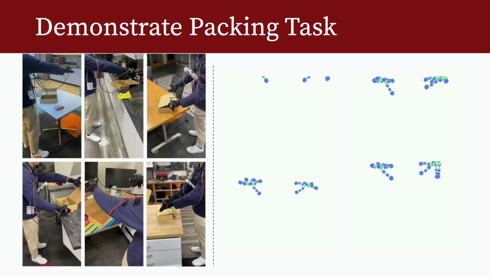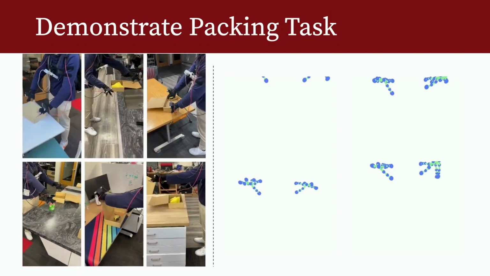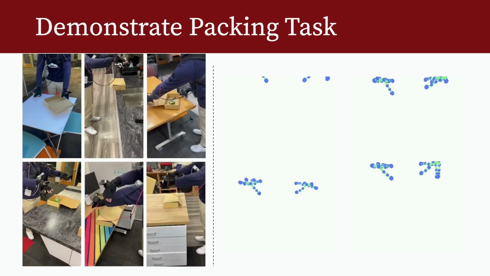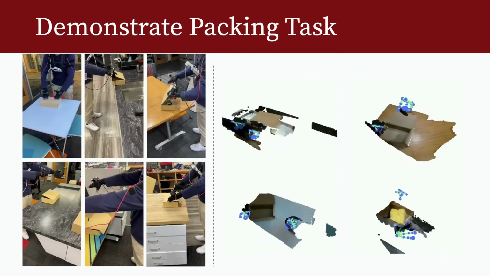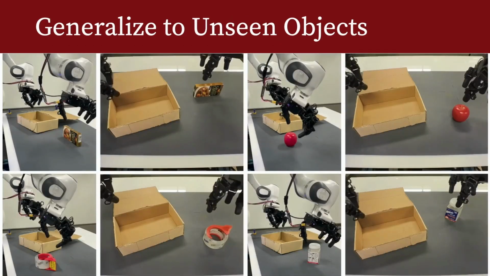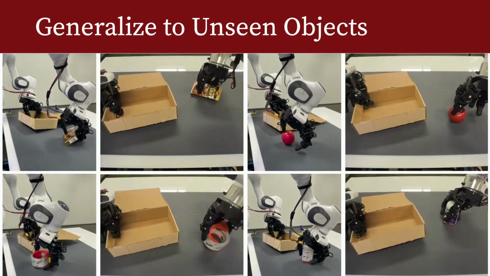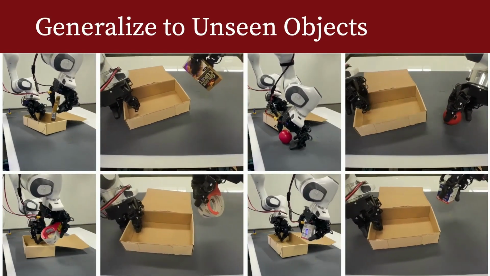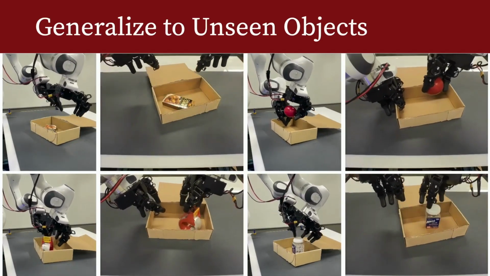Let's look at another example. Here, the human tries to demonstrate how to pack an object into a box using both hands. So this is a bimanual setting. And we demonstrate doing this using 6 different objects. And here we show that the robot can generalize the packing skills to new and unseen objects. None of these are any one of those 6 objects we used to train.